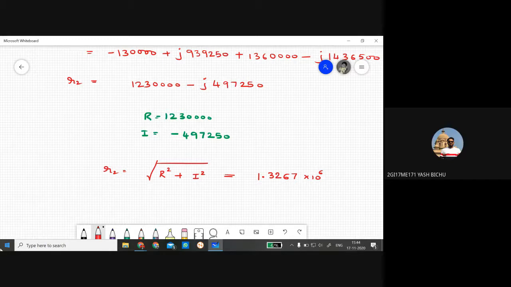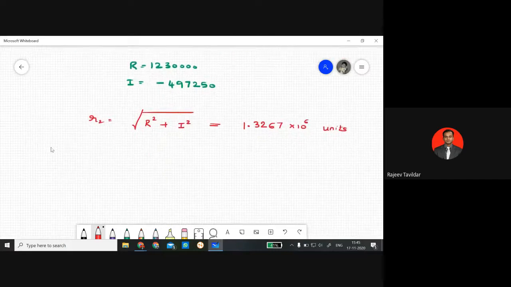Yes, sir. Now the question is, what is the unit of this? See, we have used the angular velocity and angular acceleration, which are in terms of radians per second and radians per second square. So you can take any unit for this. I'm just going to write this as 1.326 into 10 raised to 6 units. This can be in mm or it can be in meter. So this is the value of R2.